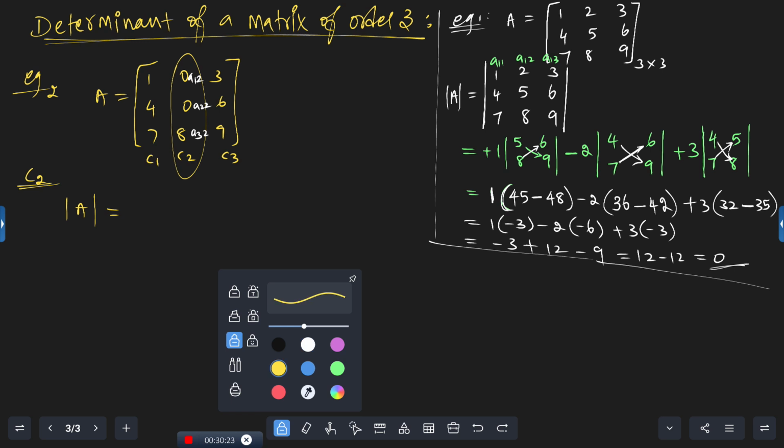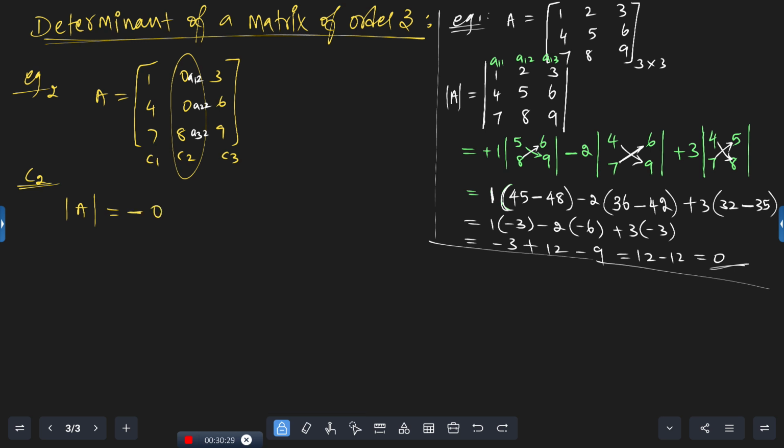Now 1 plus 2 means what? 1 plus 2 is 3. 3 means odd number, so negative. 0 into anything is 0, so don't do it. Leave it.